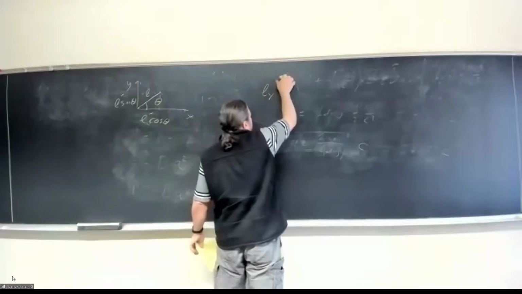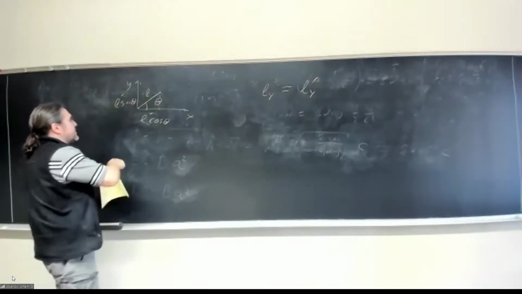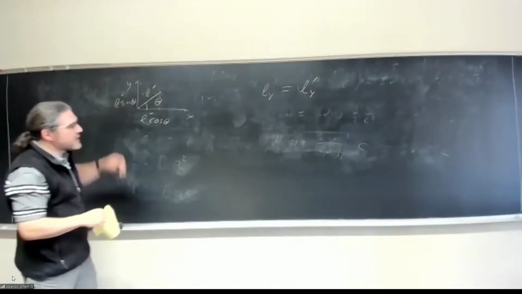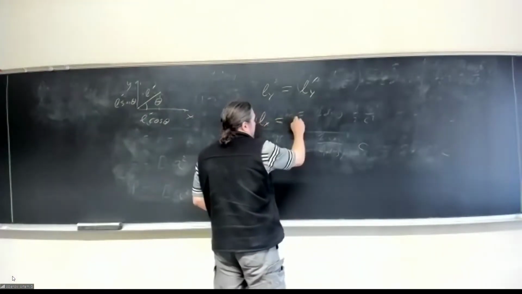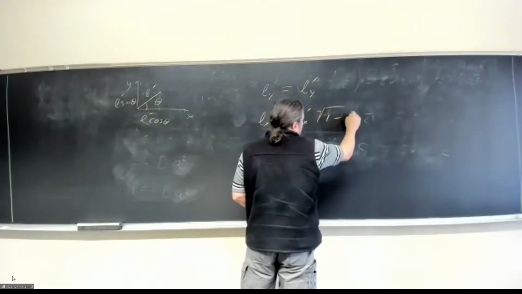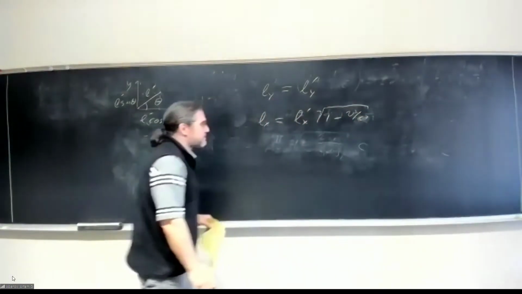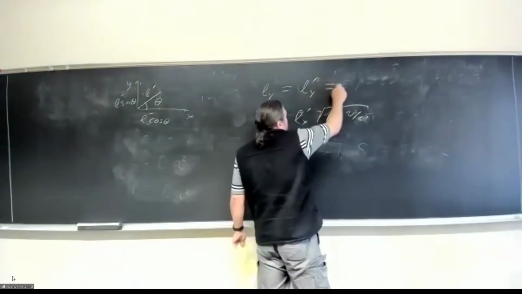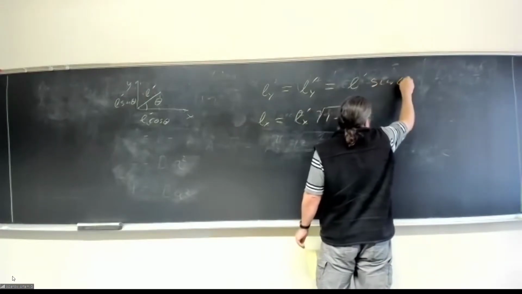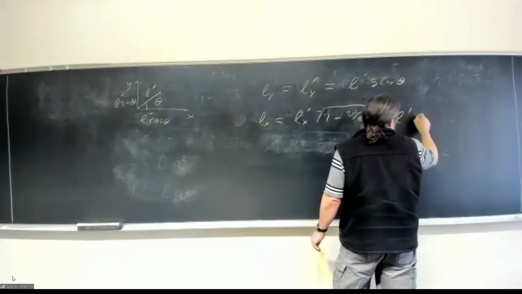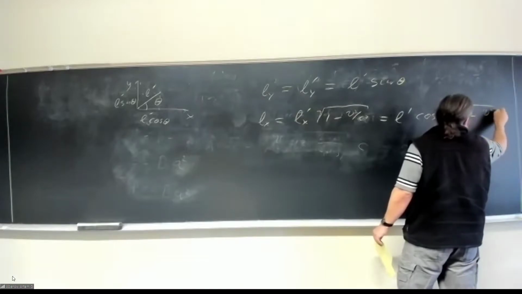So in my frame of reference, Ly equals Ly prime. The same thing here, the length of the stick is L prime. And Lx in my frame of reference equals Lx prime times the square root of 1 minus v squared divided by c squared. So what I have is that this equals the total length of the stick times sine theta, and this equals the length of the stick times cosine theta times the square root of 1 minus v squared divided by c squared.